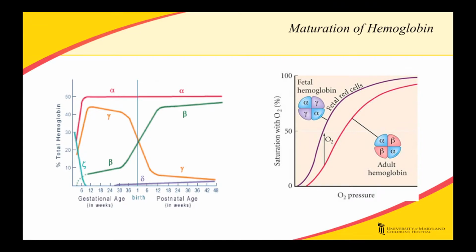This is, if you remember, your hemoglobin maturation. Our alpha chain is always there, the alpha. Then we have gamma, which goes down, and then the beta comes in. So your alpha and gamma make up your fetal hemoglobin. Your alpha and beta make up your adult. And if you look here, around this 12-week mark postnatal is when the beta globin really goes up.